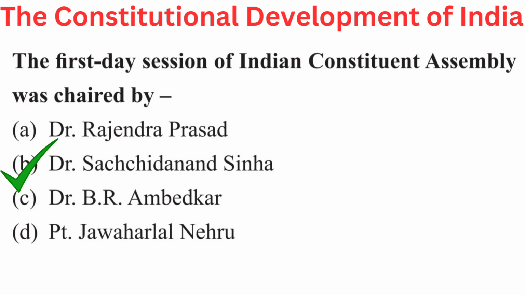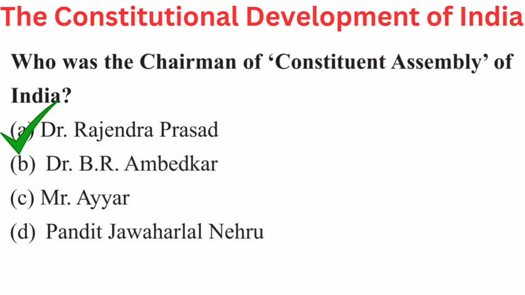Your question is, the first decision of Indian Constituent Assembly was chaired by. Your options are A. Dr. Rajendra Prasad, B. Dr. Sachidanand Sinha, C. Dr. B. R. Ambedkar, or D. Pandit Jawaharlal Nehru. Right answer is B. Dr. Sachidanand Sinha.